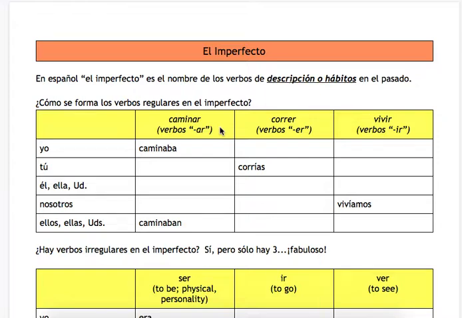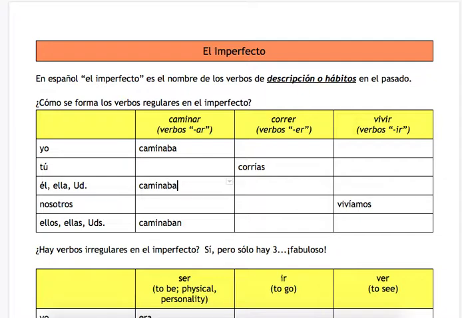So you start by taking off the AR of the verb, so it would just be camin, and then you add aba. So caminaba is the yo form. Something that's interesting about the imperfect is that the yo form, as well as the he, she, and usted form, are the same. So caminaba can also go down here.